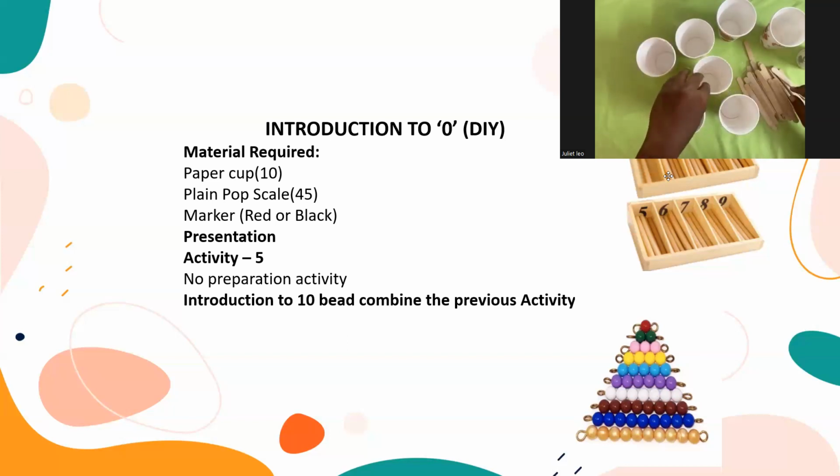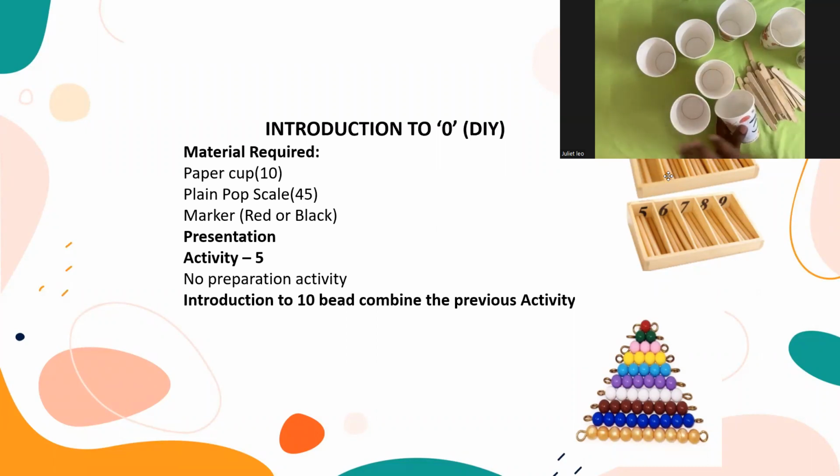The child needs to fill this particular cup based on the numbers. Here we have 3. There is no need to arrange them in order from 0 to 9. You can arrange them in a random way. The child can take down a random cup and fill it with these pop sticks. This is number 3, so 1, 2, 3.